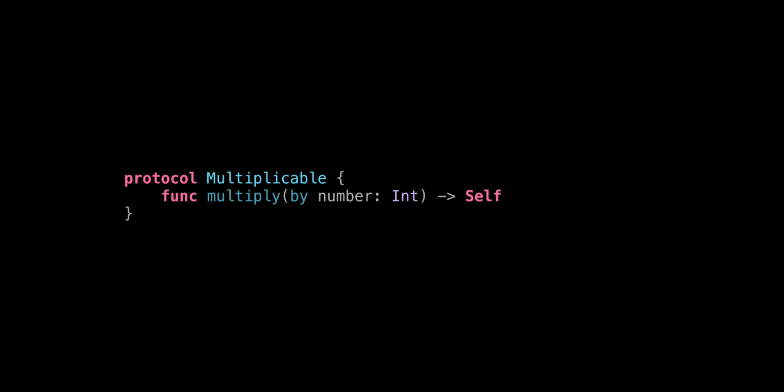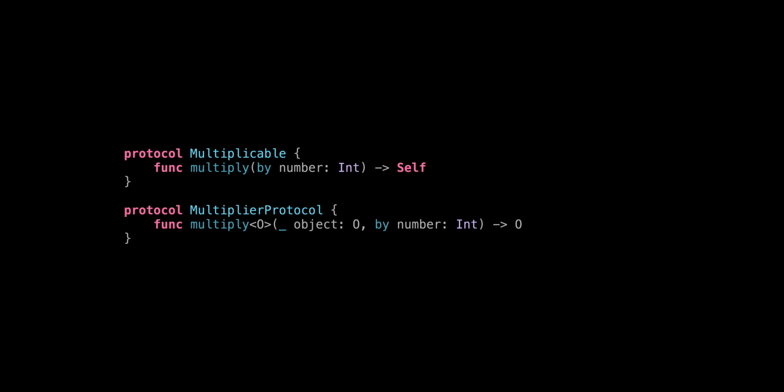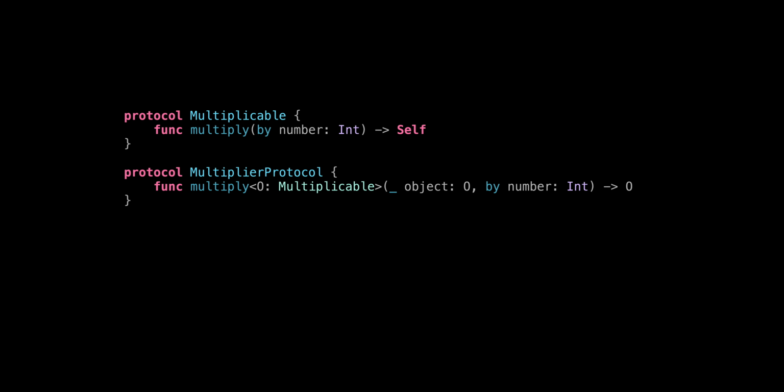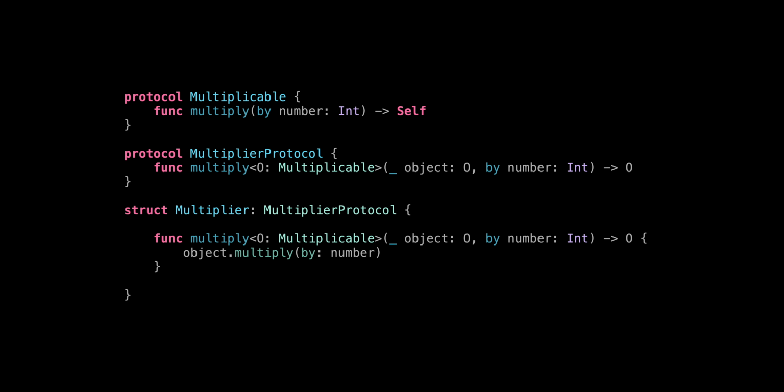As for the multiplier, I'll declare it as a protocol with a generic method. But the generic parameter will have a constraint. Specifically, only types which conform to multiplicable can be passed to this method. Implementing this method takes a single line of code. Essentially, it delegates the multiplication to the object itself.